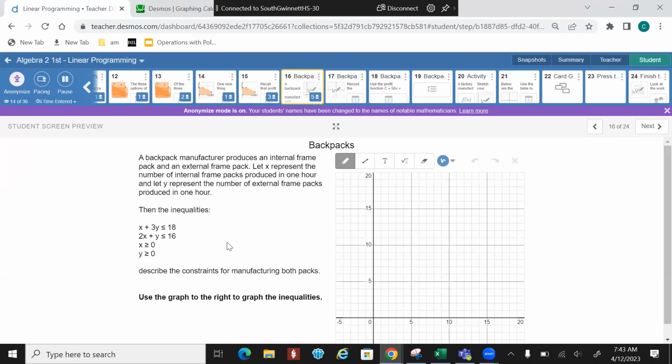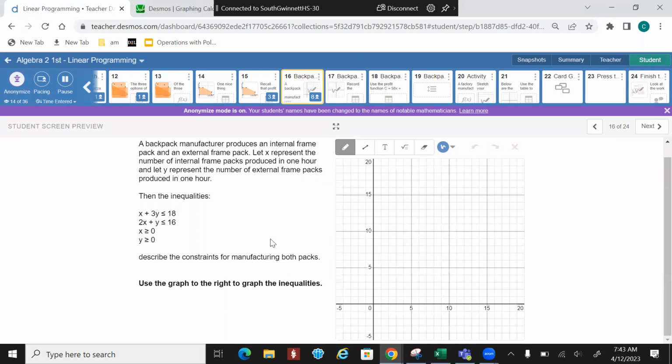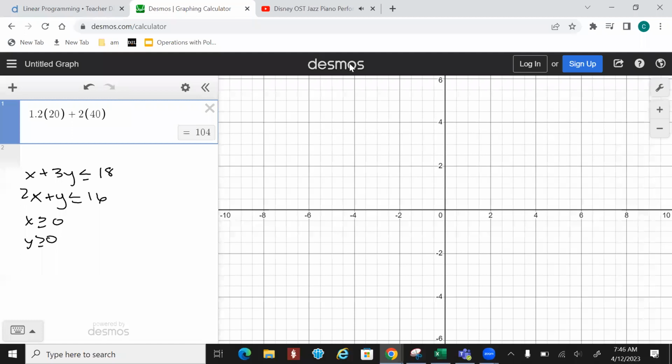Okay, take a moment, read this over, and see if you can describe the constraints. Like, what do these actually mean? Where do they come from? And then graph the inequalities. So what you're going to do is open up Desmos, type these all in, and then do a little sketch on here. I know it's kind of hard to sketch that. I'm going to graph it up here just to make sure your graph is correct.